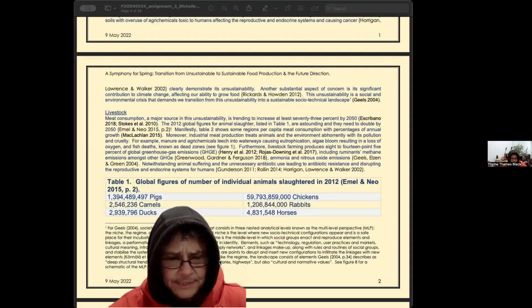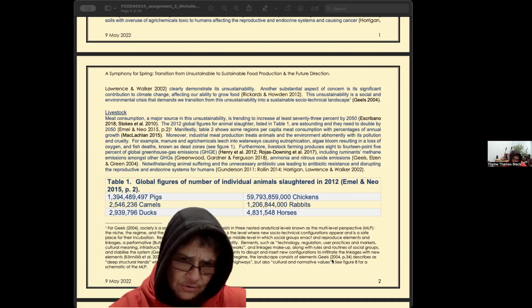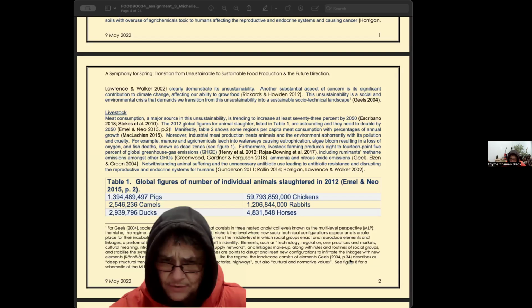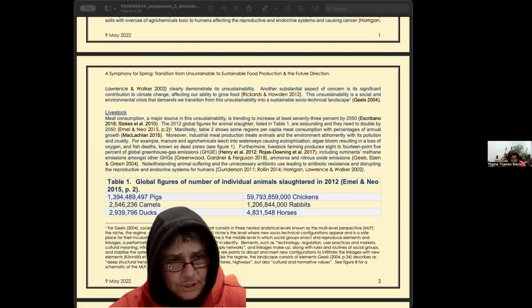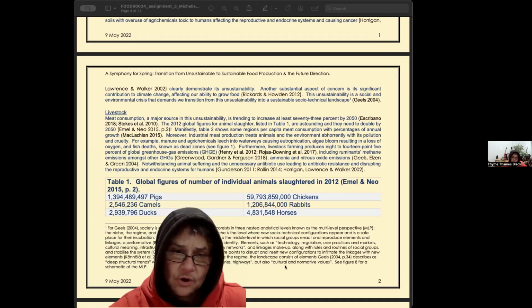Landscapes hold regimes. Like the regime, the landscape consists of elements. Geels, 2004, page 34, describes as deep structural trends, which are material like cities, factories, highways, but also cultural and normative values. See figure 8 for a schematic of the MLP.